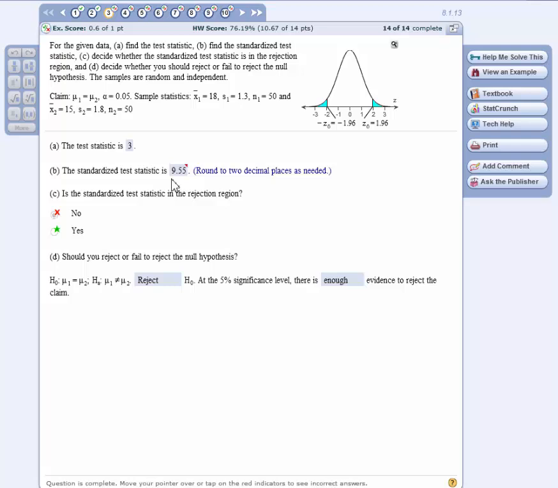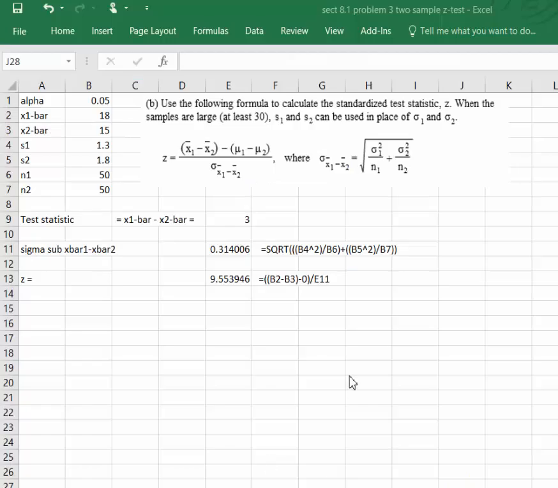There's two ways to get it. One is to do it manually using Excel, and the other is to use StatCrunch. I'm going to show you the manual method first of all. Okay, here's the spreadsheet. I've copied over the data, the alpha of 0.05, which actually we don't need in this solution, but I just copied it anyway.